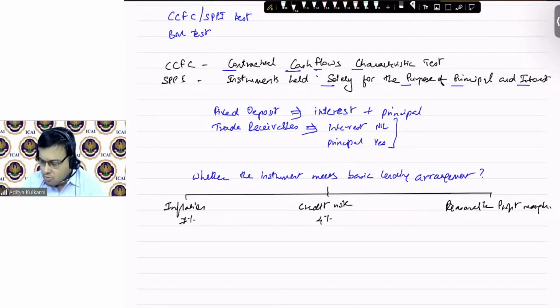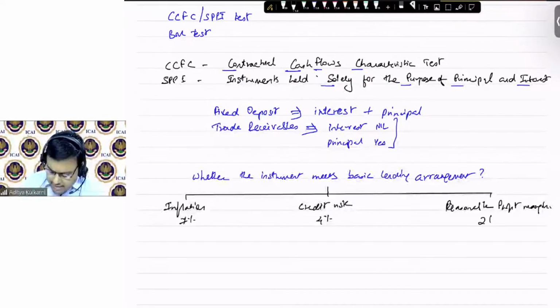Okay. So now these are the three things a basic lender will expect. All of you have given the right answers. The wordings may be a little up and down, but basically you have been able to convey the facts correctly, that you look at inflation, credit risk, and a reasonable profit margin.